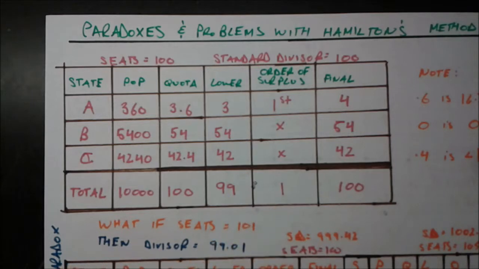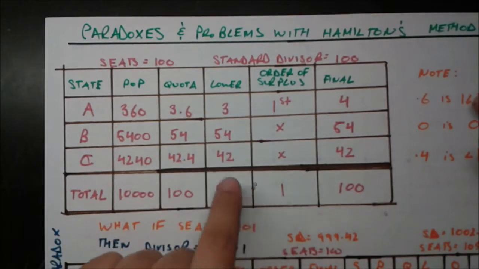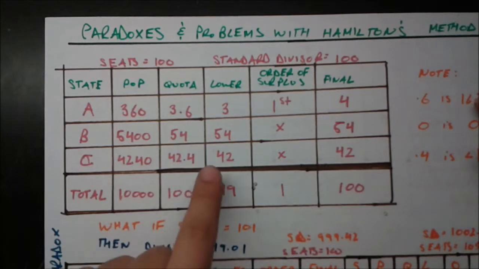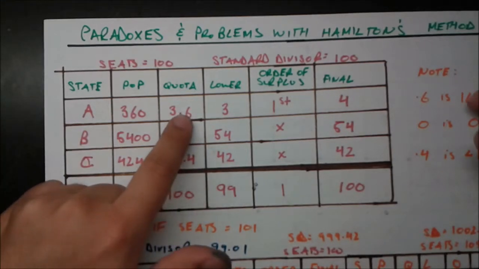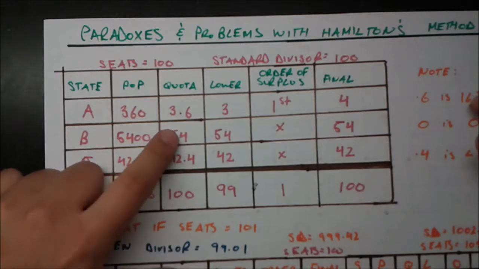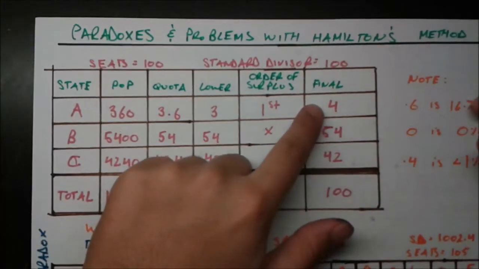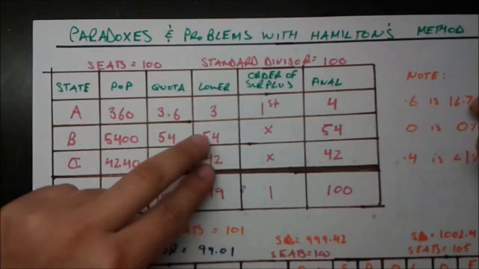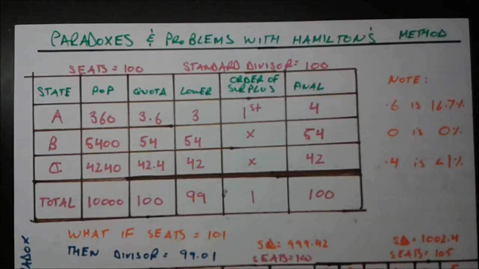So using Hamilton's method, we go with the lower quota. So we go with 3, we go with 54. There's no decimal here, notice that. And we go with 42. That adds up to 99, which means there's one seat left. We give it to the state with the highest residue, and in this case, that's 0.6, which is the highest residue. The residue here is 0, and the residue here is 0.4. So the seat goes to state A, and A gets 4 seats, and the other two states get as many as they had in the initial handing out of seats.